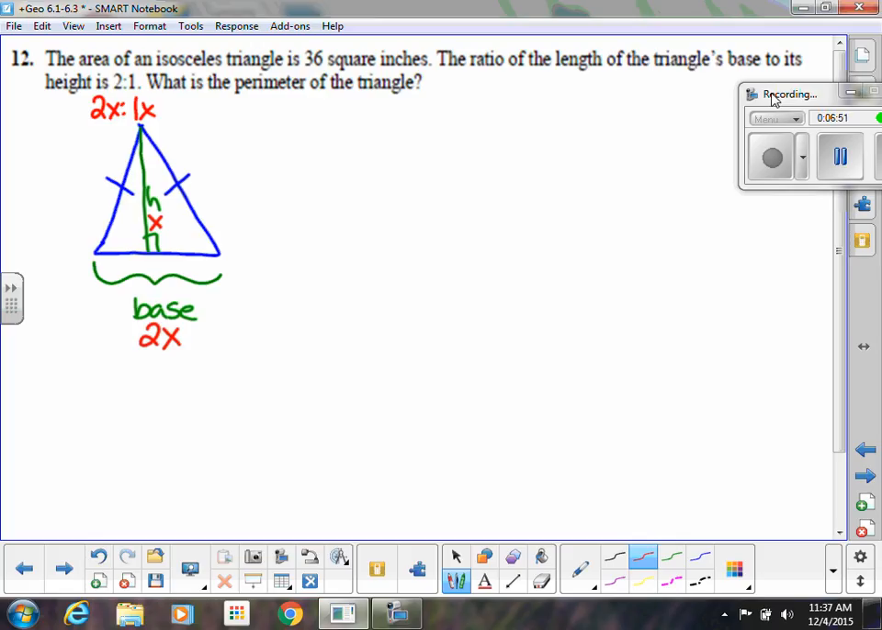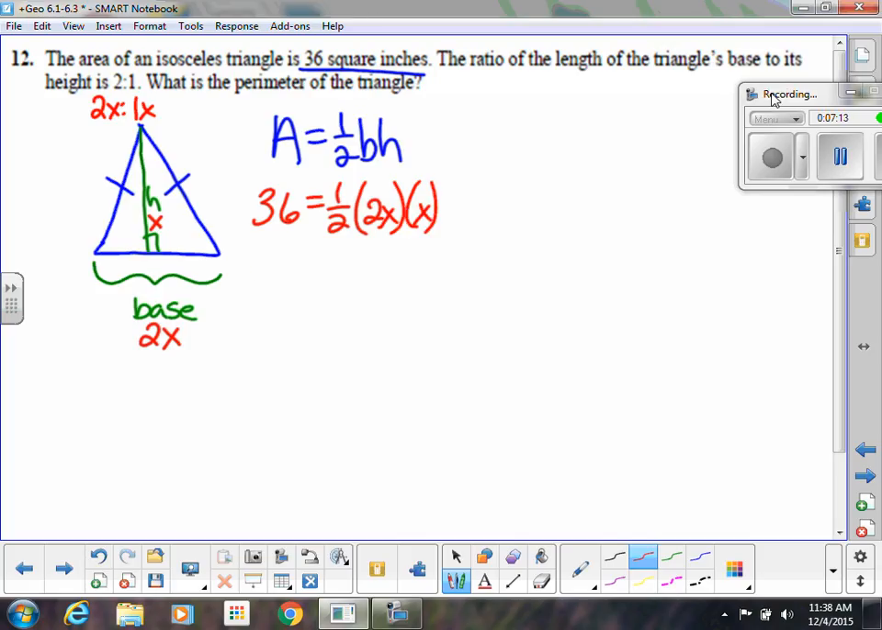So let's use the knowledge that we do know. We know that the area is 36 square inches, and we know area of a triangle is 1/2 base times height. So let's fill in the gaps. So area is 36, and we have 1/2. My base is 2x, and my height is x. So if we simplify that out, the 1/2 times the 2 cancels, and then I have x times x. So I have 36 equals x squared.